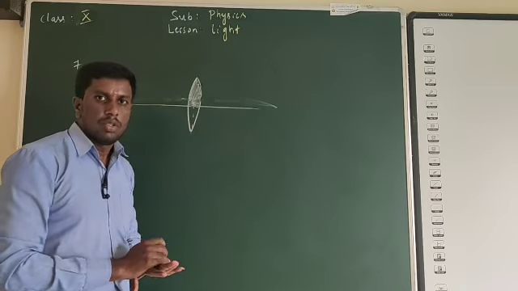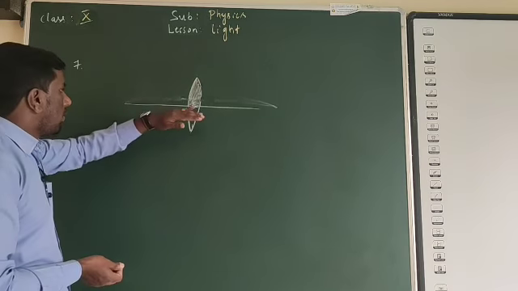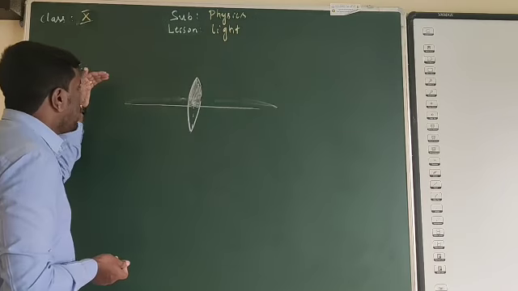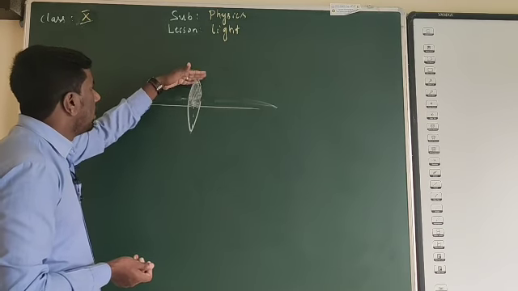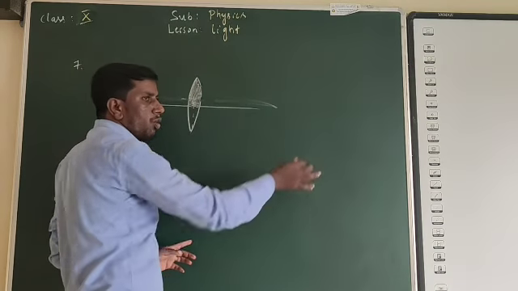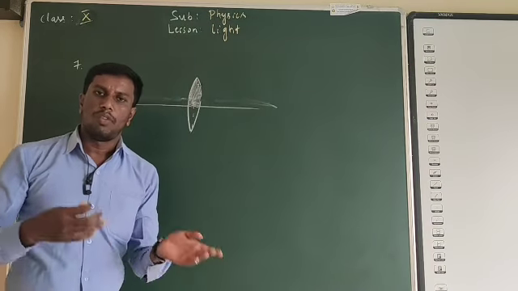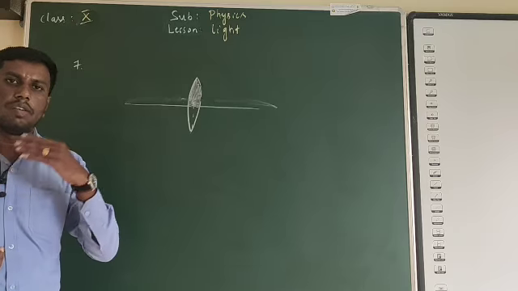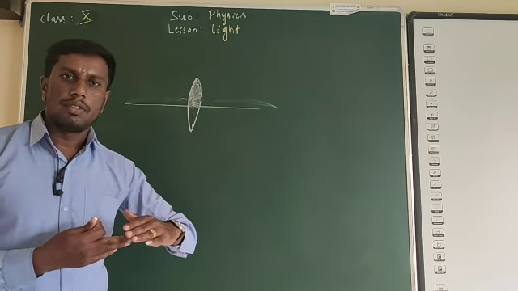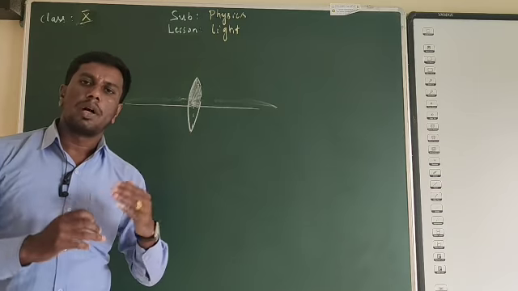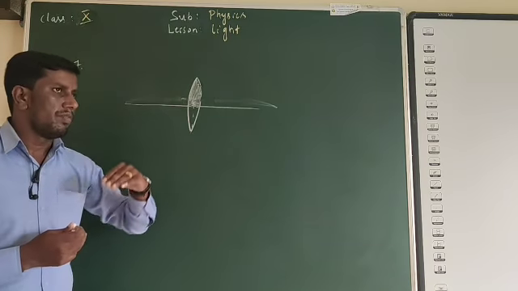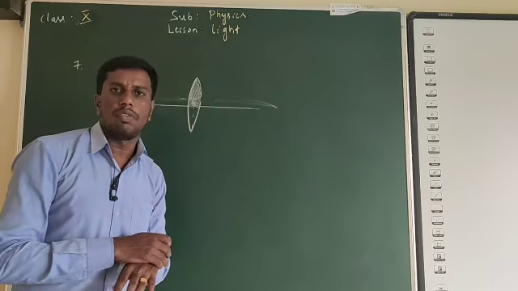So in case 2, if you cover the lower half and leave the upper half, then the rays falling on the upper half of the lens will get refracted and obtain the image. If you cover the lower half, or otherwise the upper half, by using the other half of the lens, the complete image will be obtained by the refracted rays of the upper half portion or lower half portion.